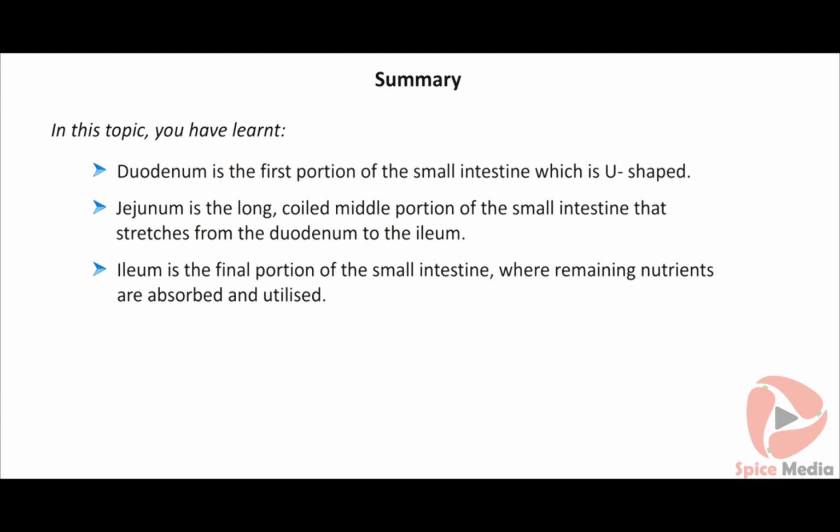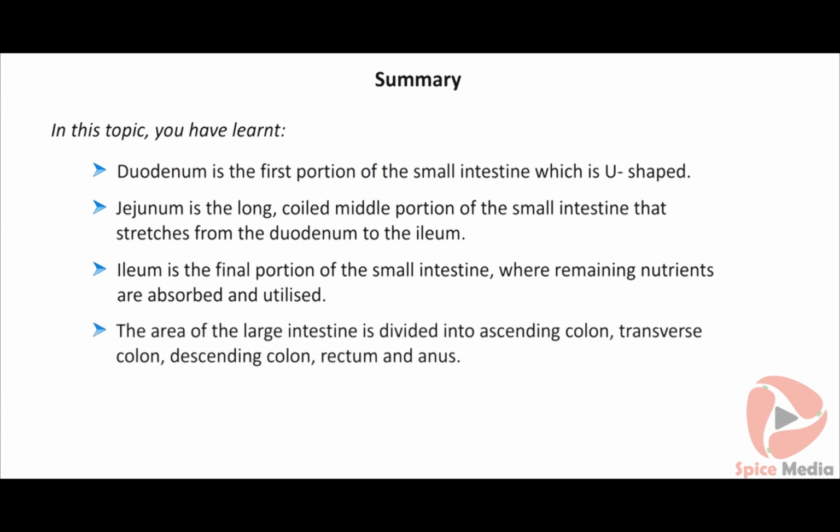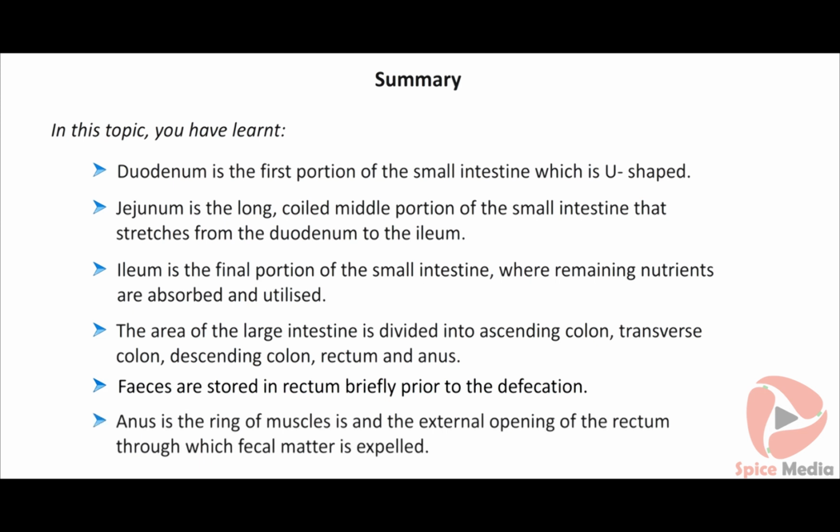Jejunum is the long coiled middle portion of the small intestine that stretches from the duodenum to the ileum. The ileum is the final portion of the small intestine where remaining nutrients are absorbed and utilized. The area of the large intestine is divided into ascending colon, transverse colon, descending colon, rectum and anus.